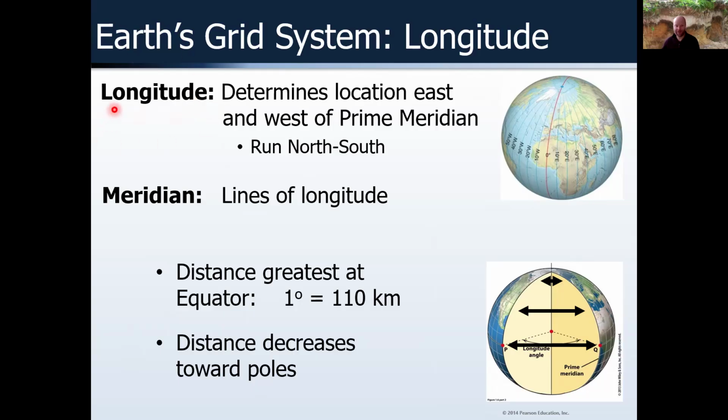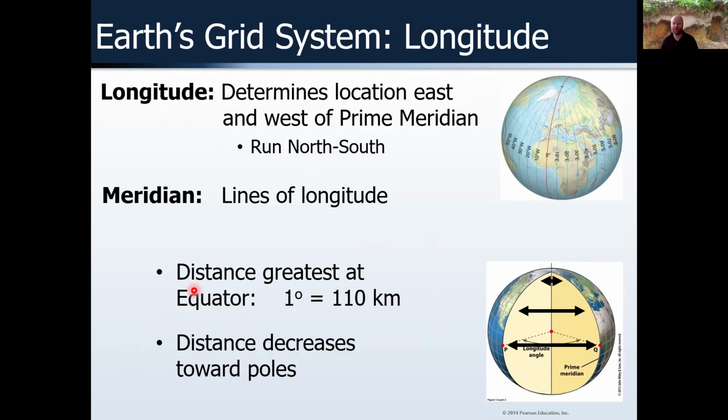Lines of longitude are used to determine your relative location or position east or west of the prime meridian. Remember, the prime meridian is the line of longitude running through Greenwich, England. Our lines of longitude run north and south, and we use them to measure ourselves east and west of the prime meridian.